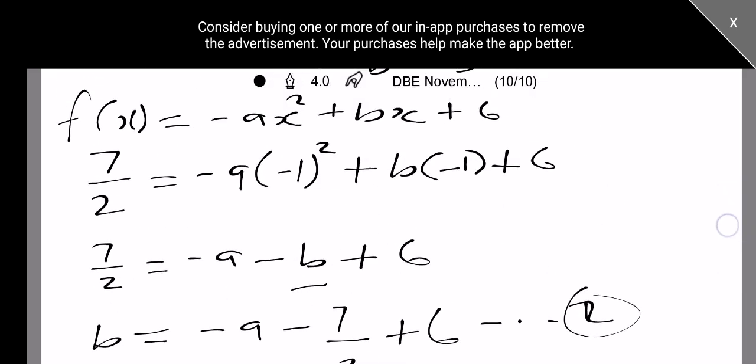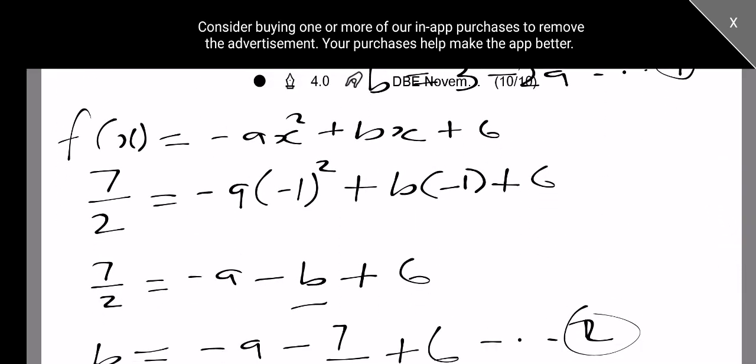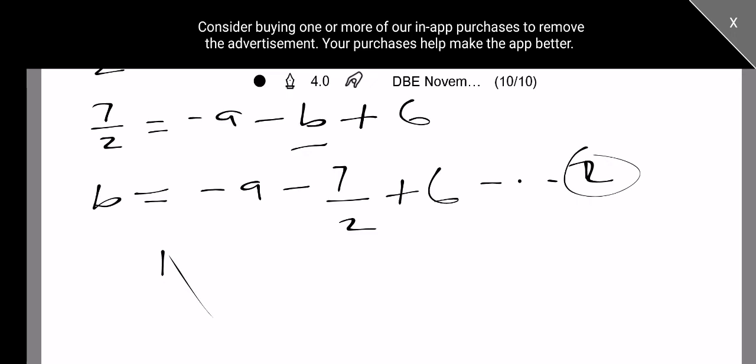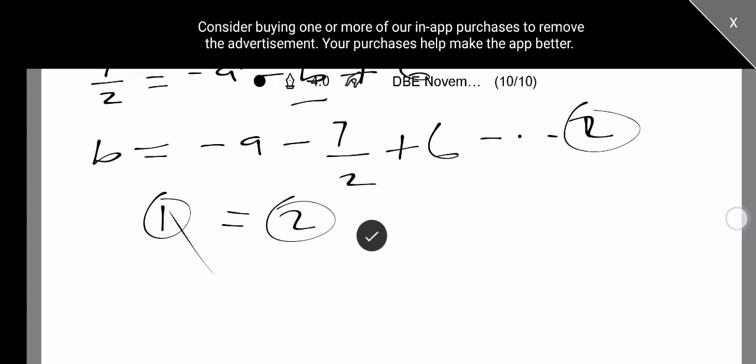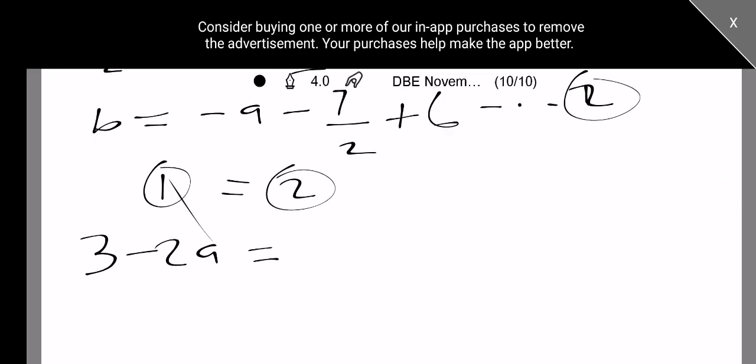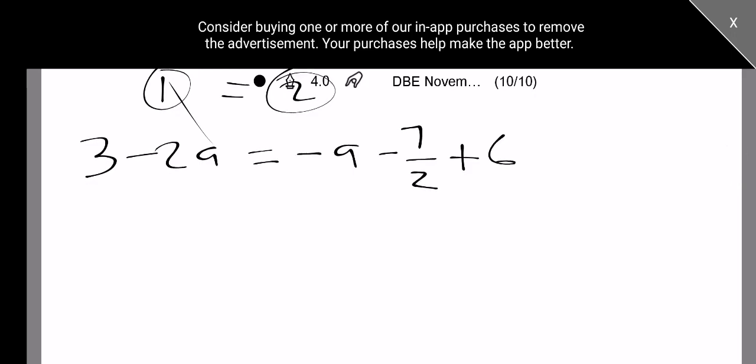Now since equation 1 and equation 2 both express b, we can then equate them. Equation 1 equals equation 2. Remember equation 1 was 3 minus 2a. It equals the equation that we've just written here, minus a minus 7 over 2 plus 6. Now let's simplify and solve for a.